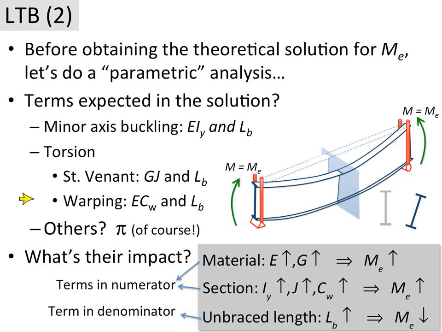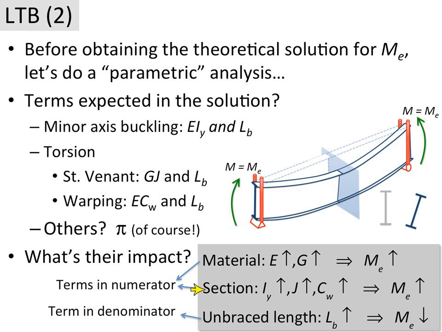Are there any other terms that we'd expect in the solution? Well, anytime we're solving differential equations, we're always ending up with sine and cosine solutions, so of course pi is going to end up there as well, and that person's always showing up to the party. Anyway, so what's their impact? Well, with respect to the material, I think it could be relatively easy to digest that if we increase either the modulus of elasticity or the shear modulus, which is often directly computed from the elastic modulus, that we should be increasing the capacity, the elastic LTB capacity.